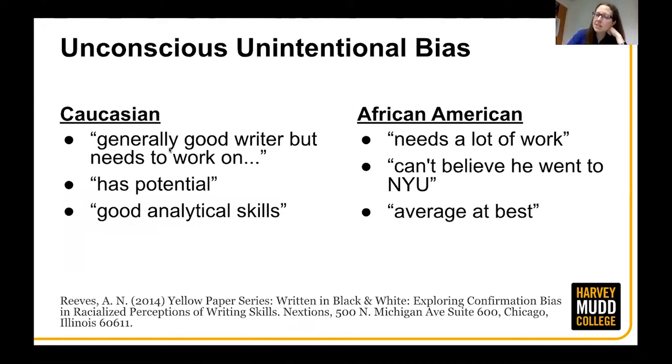And then here's the description of how these lawyers described the writing. If it was a white person, they said generally good, has potential, good analytic skills. If they thought the person was Black or African American, needs a lot of work, can't believe he went to NYU, average at best. And these people aren't bad people. There are unconscious, unintentional biases that are shaping their attention to these problems and critiques in the writing.